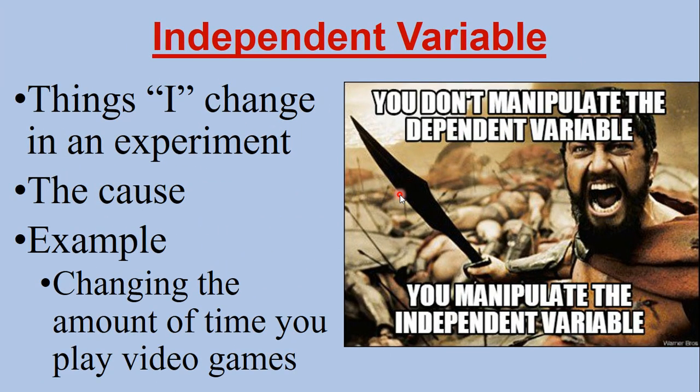Independent variables are things I change in the experiment, things that the experimenter is going to change. This is a purposely changed variable. It's done on purpose because you're controlling it. It's the cause of everything. So my hypothesis was if I play less time in a video game, the higher my grade would be. Changing the amount of time I play in a video game would be the independent variable because that's something I can control.